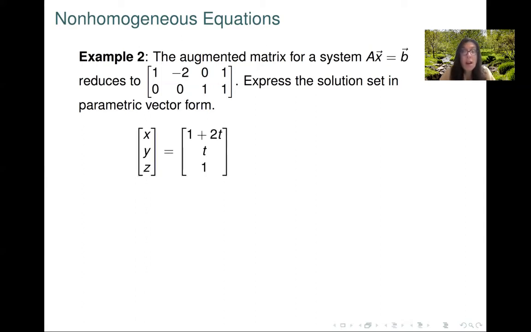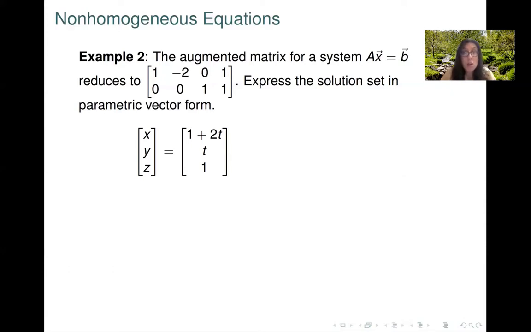This is the solution that I found. The way that I went about finding it is that the bottom row told me that z was equal to 1. I could tell that y was free, so y was equal to t. And then the top row told me that x minus 2y was equal to 1. So solving that for x, I knew that x was equal to 1 plus 2y, but then y was equal to t. So there's my parametric solution.